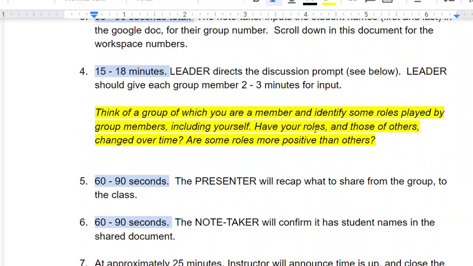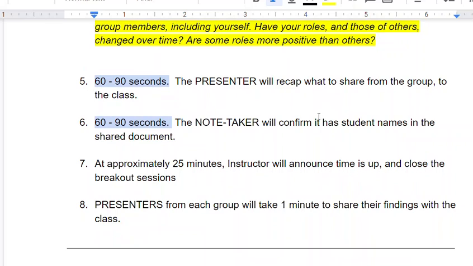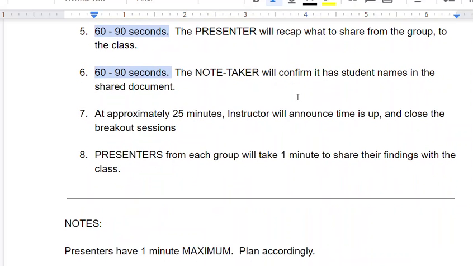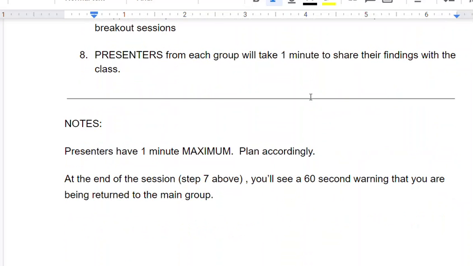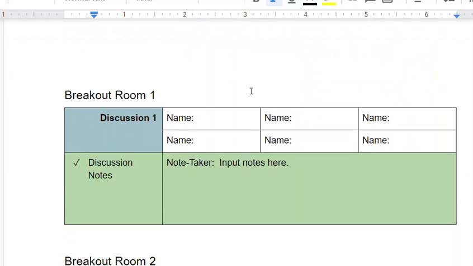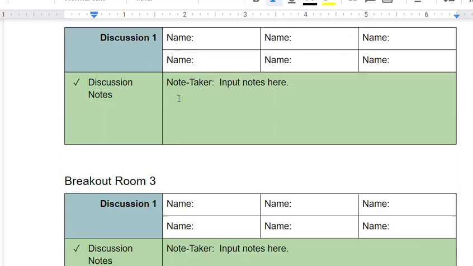After you guys discuss that for about 15 to 20 minutes, the presenter will recap what to share from the group to the entire class, and the note taker will confirm it has student names in the shared document. Now remember, when you present to the whole class, you only get 1 minute, so really think about what you're going to say and how quickly you're going to speak. And here are the breakout rooms if you keep scrolling down.